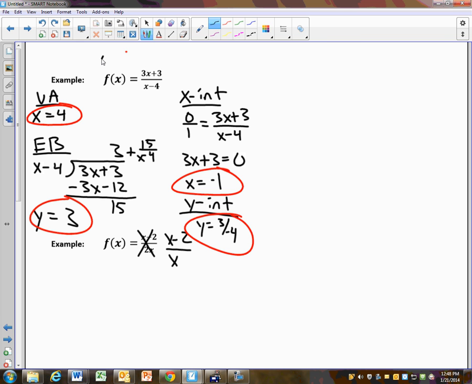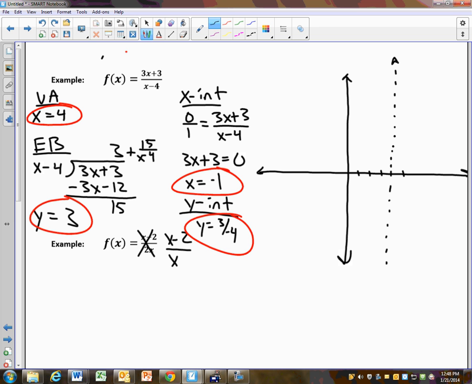Okay, let's draw the graph. Looks like we've got 4 for vertical asymptote. 1, 2, 3, 4, 5. So it looks like that's my vertical asymptote. My horizontal asymptote was 3. 1, 2, 3. So I've drawn kind of my grid that makes the 4 spots.